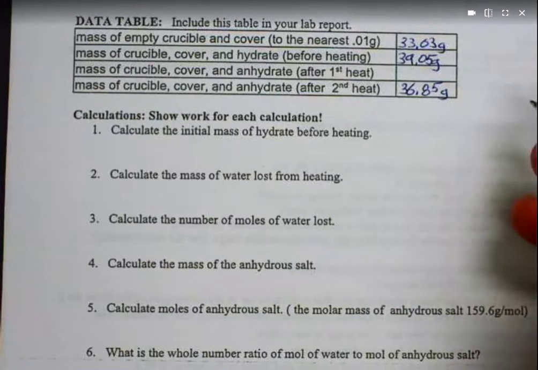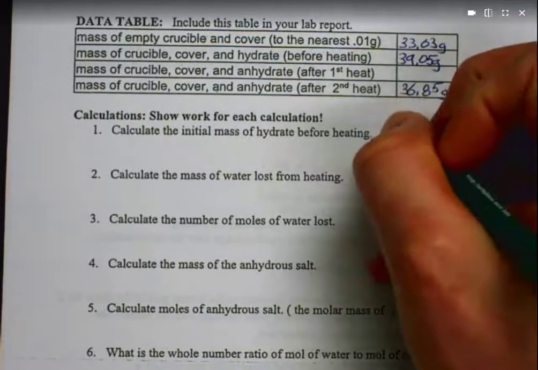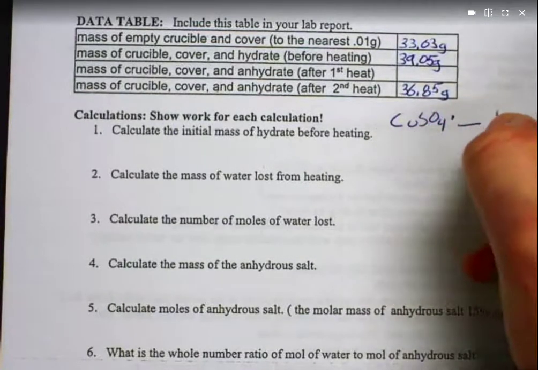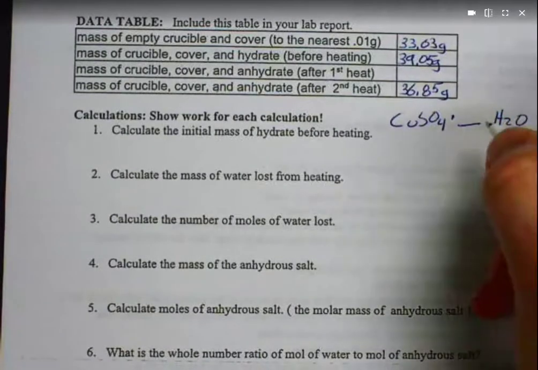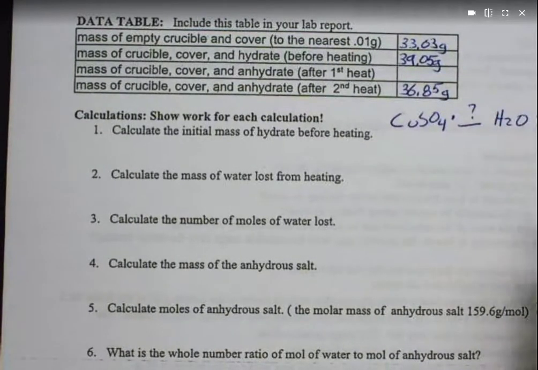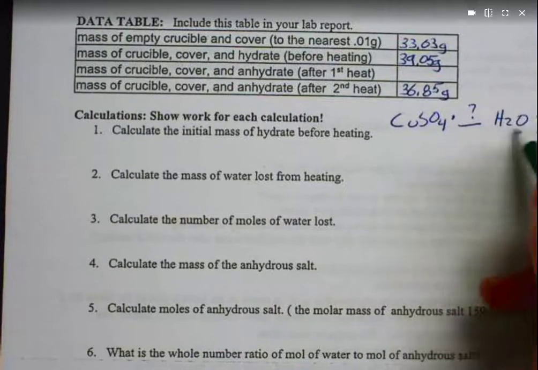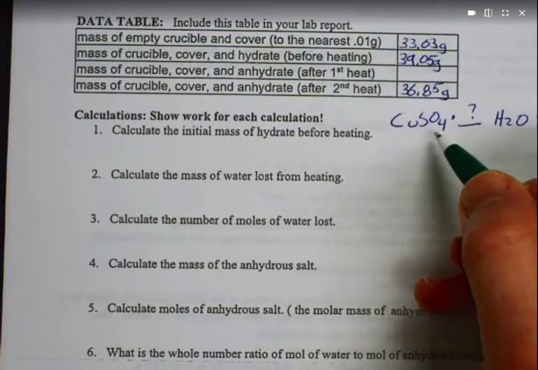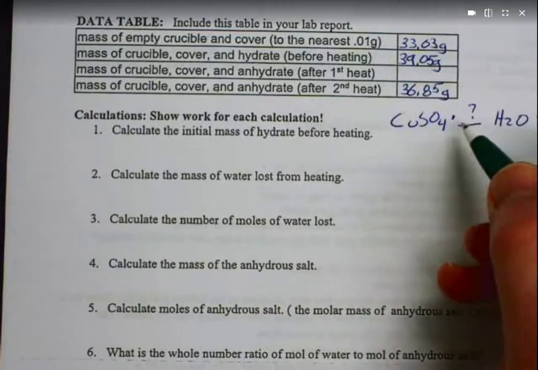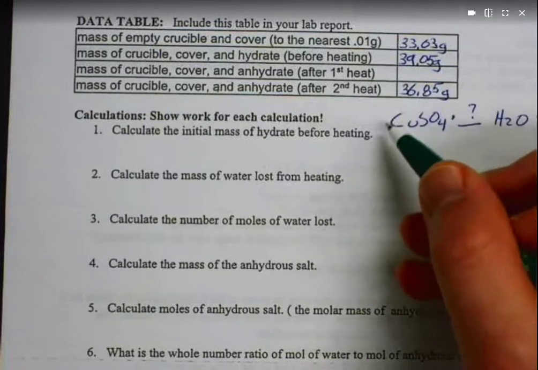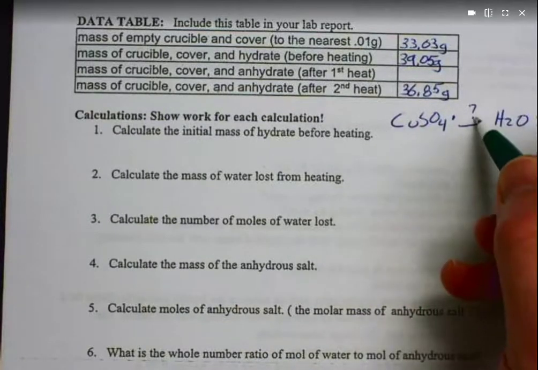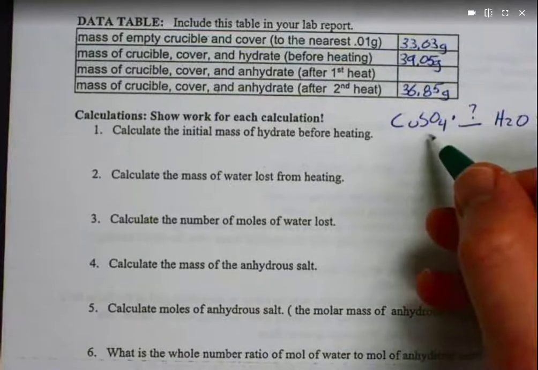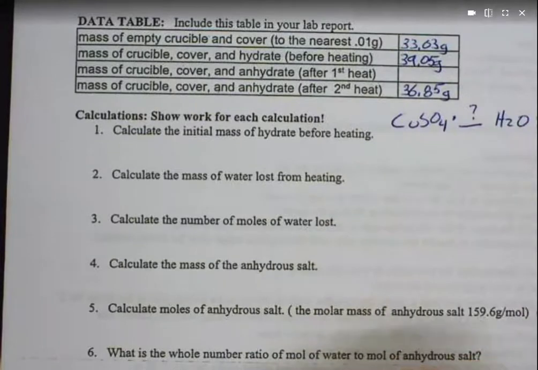So essentially what we're trying to do is figure out the formula for CuSO4 dot something H2O, and we want to know what goes in here. This is actually a ratio of the particles of water to the particles of copper sulfate. So if we know moles of H2O and we know moles of CuSO4, we can divide those and the answer is that number. So what we're trying to get to is moles of both water and copper sulfate, and that's what these questions are going to help us do.